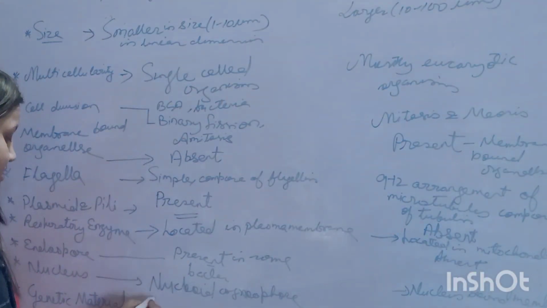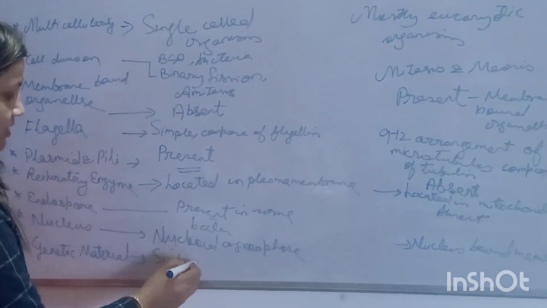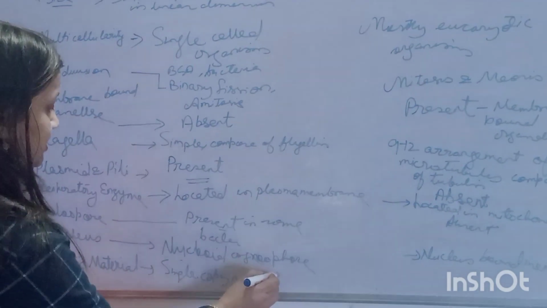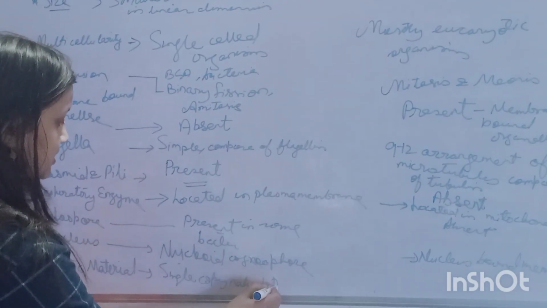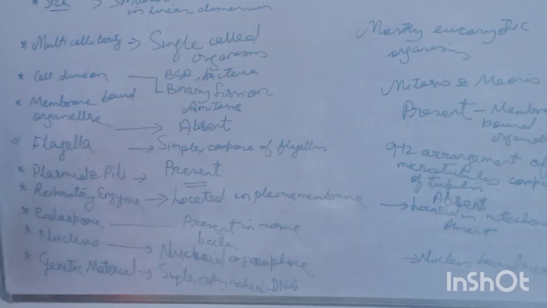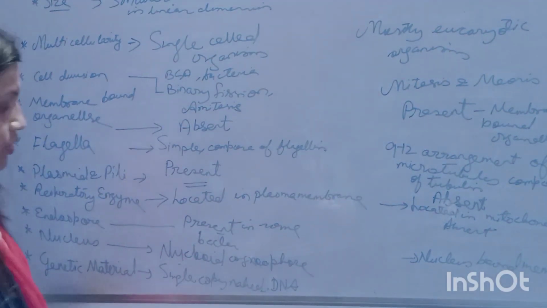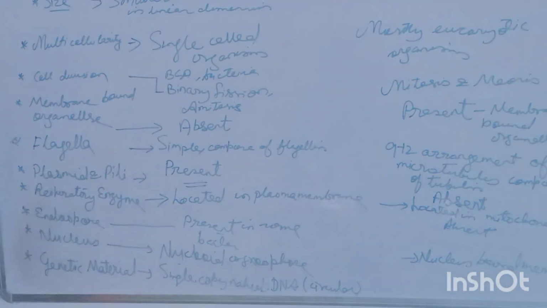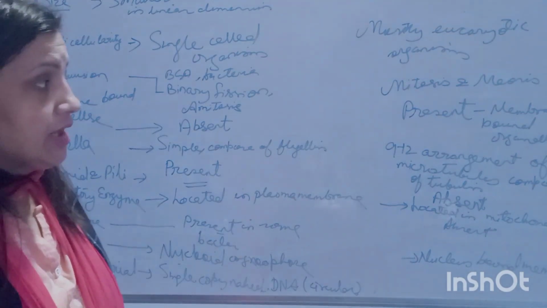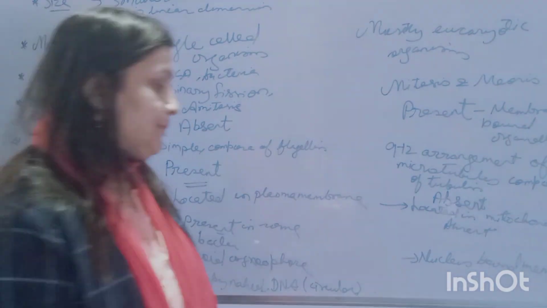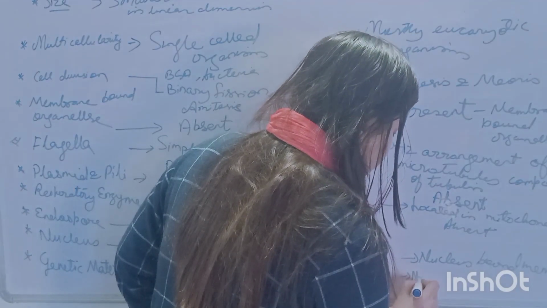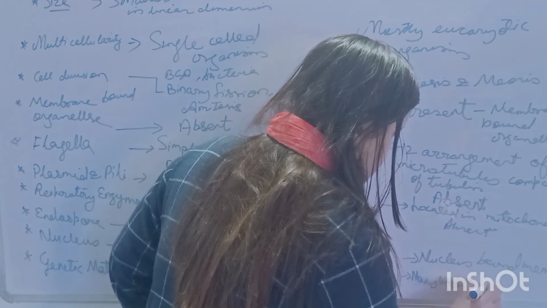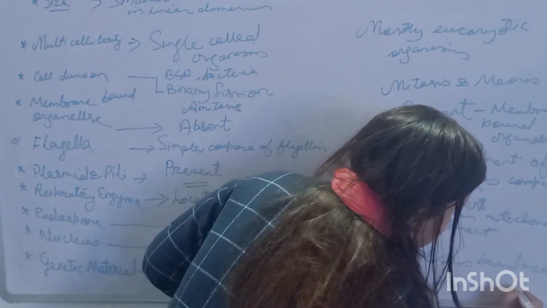And the genetic material is single copy, naked DNA, and that is also circular in prokaryotic cell. But in eukaryotic cell, mainly linear DNA is found, linear DNA with histone protein.